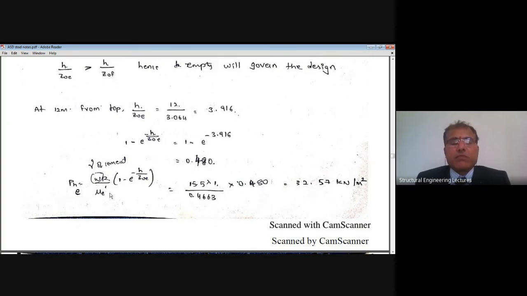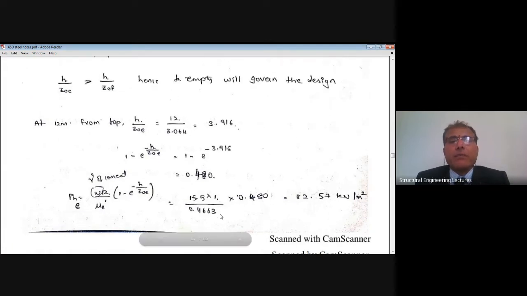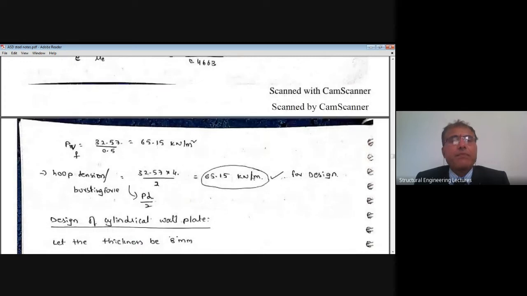Hence, the horizontal pressure during emptying is given by the formula WR divided by mu prime E times 1 minus e to power minus H by ZOE, where W is the density of the material, already given in the problem as 15.5 for the cement, and radius R is equal to 2, because the diameter is given as 4 meter, divided by 2. Mu prime E we have calculated as 0.4663, multiplied by this 1 minus e to power minus H by ZOE, 0.48. Upon calculation, I'll get the horizontal pressure during emptying as 32.57 kilonewton per meter square.